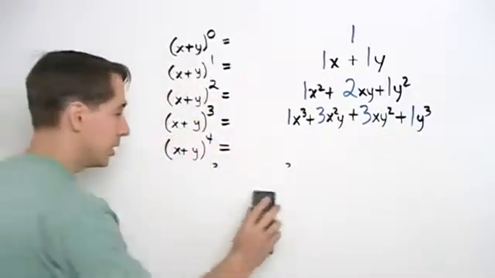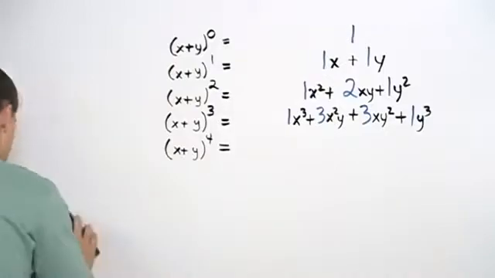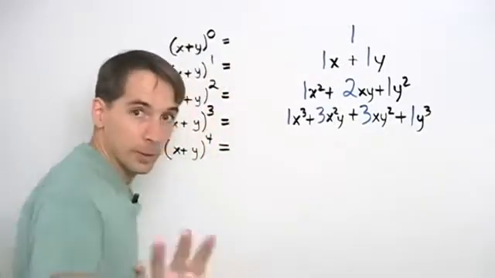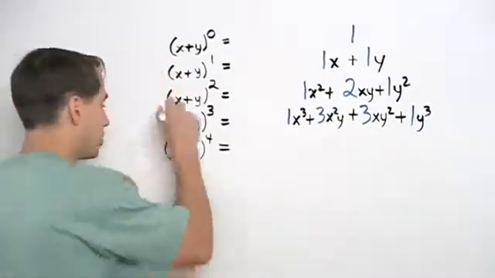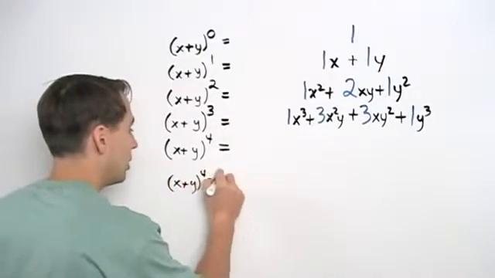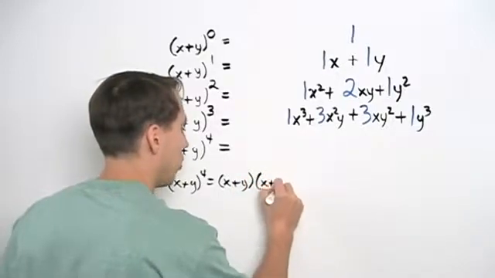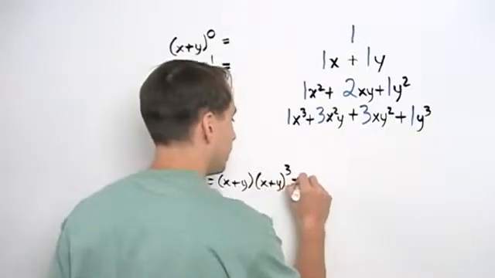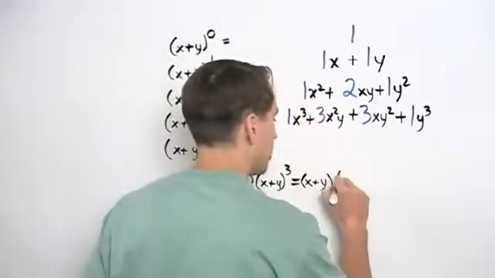Got your guess? Got it written down? Alright, now we're going to multiply it out. We're going to race. You ready to go? Ready? Set. Go. Okay, x plus y to the 4th is x plus y times x plus y cubed. So I can just use this up here. We know that x plus y cubed is this up here.